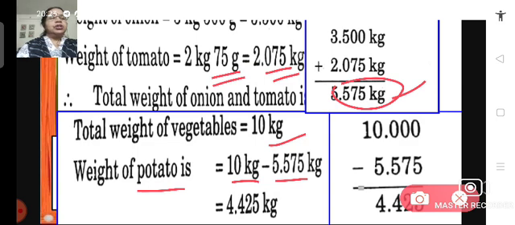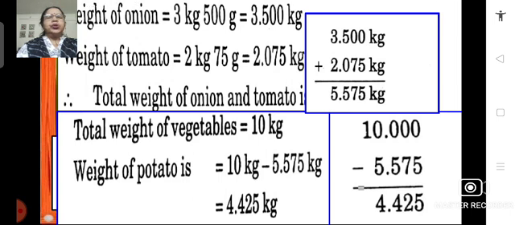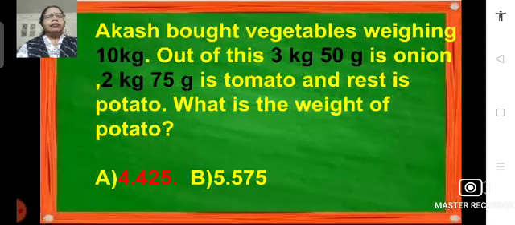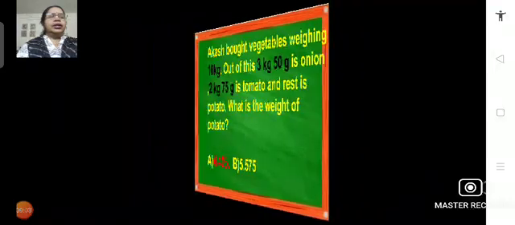5.575 kilograms, isn't it? This is the weight of onion and tomato. So we have shown the subtraction here. So what do we get? We get 4.425 kilograms as the weight of potato. So let's go back and see, 4.425 is the answer. So option A is the correct answer. Now let's move on to the next problem.